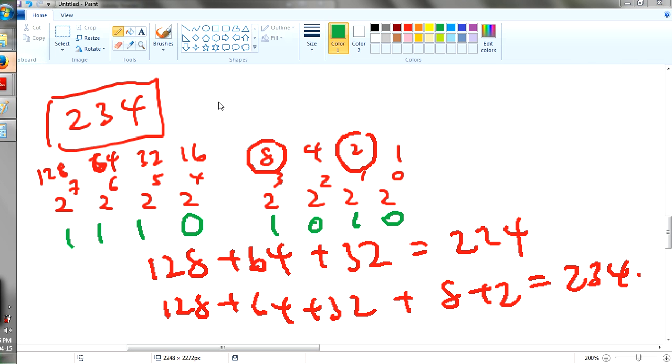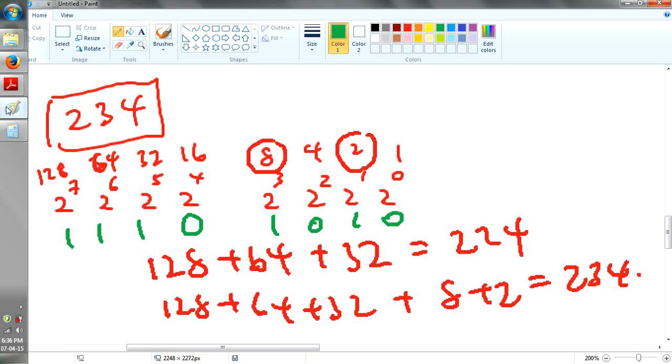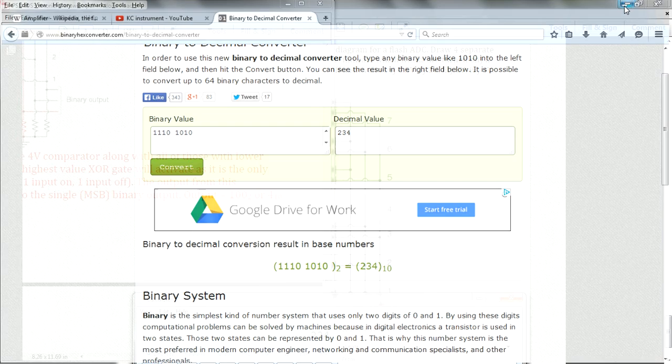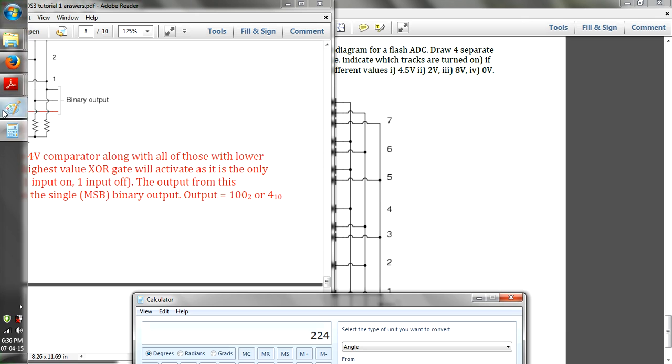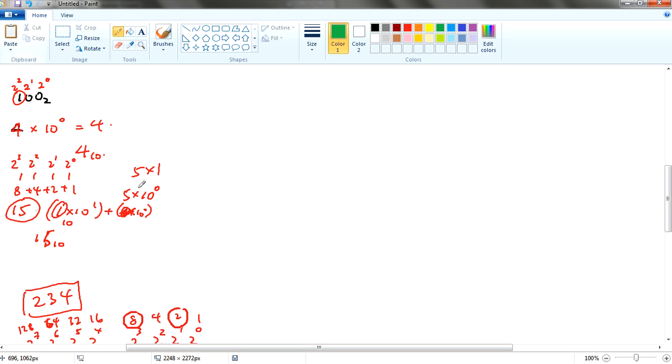If I were to substitute it inside, I should have the value. Sorry, 1 0 1 0. Yeah, I have 234. Okay, so this is how I get my answer. I think I confused a lot, but yeah.